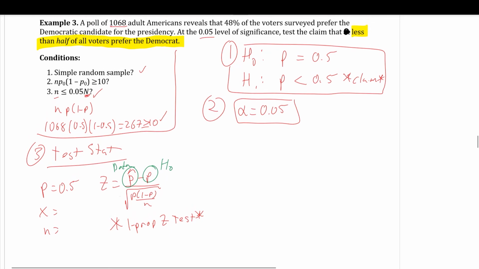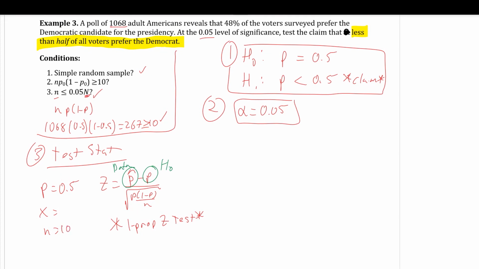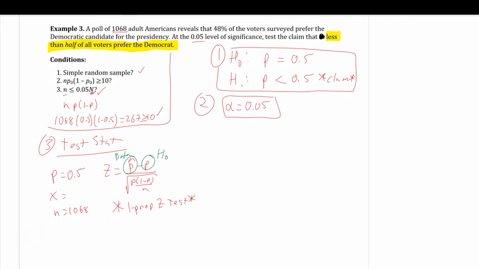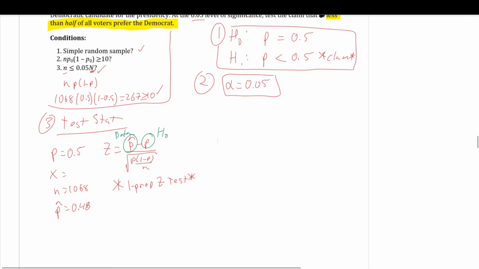n, which was, what, 1,068 people surveyed. And of those, we had what? Oh, we had that 48% were. Okay, so this one's a little bit different. Our calculator only takes x's and n's. What they actually gave us was p-hat. I'm glad this problem came up, because we're going to have to back into what x is.